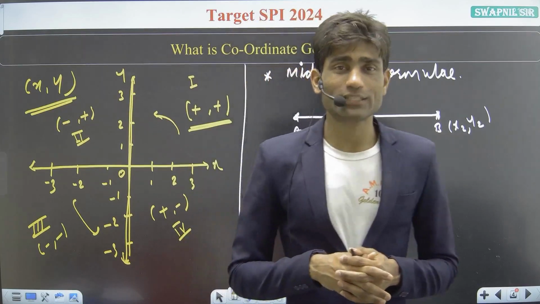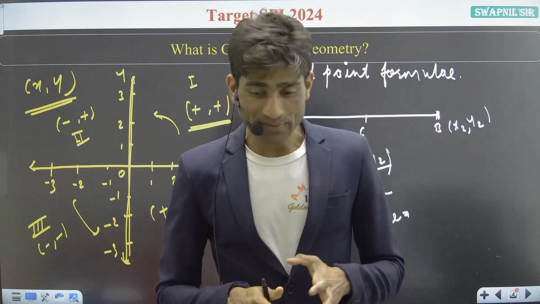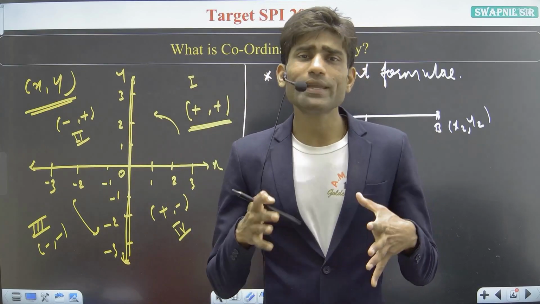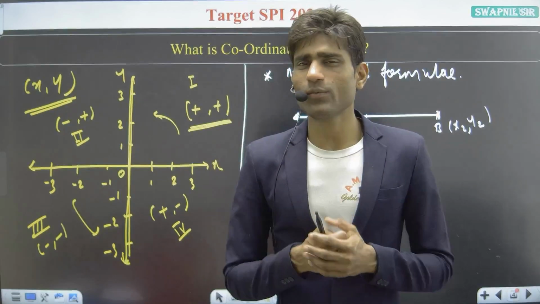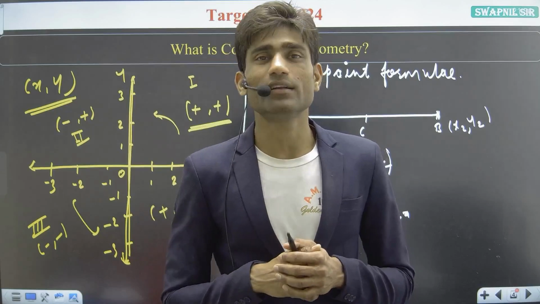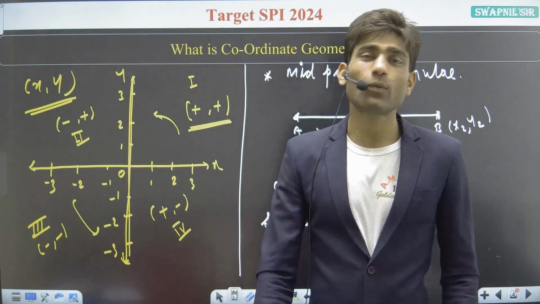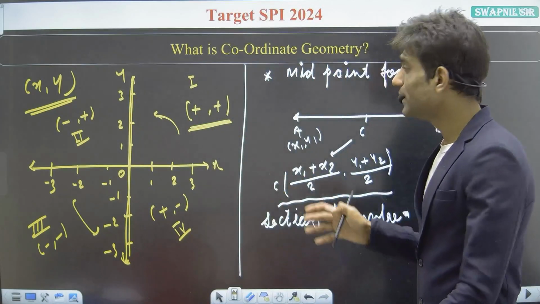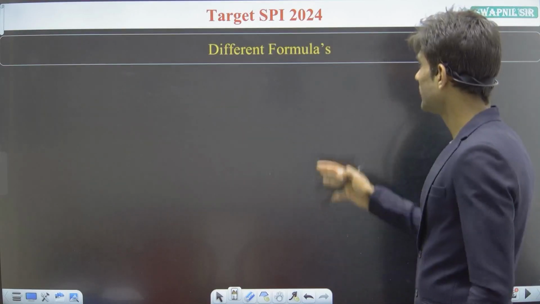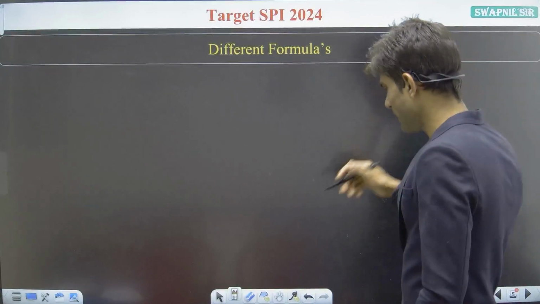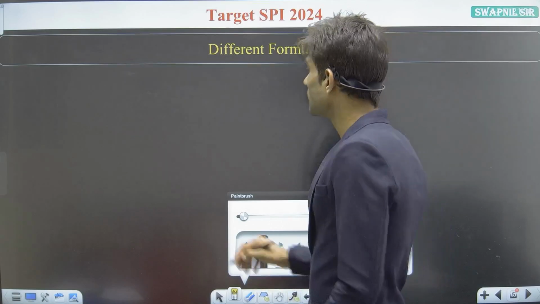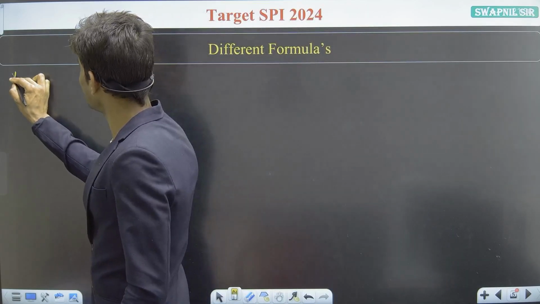Similarly, we have the section formula for external division. So what does the section formula for external division do? When the third point divides our line segment AB, but not internally, it divides externally, then we apply the section formula for external division. Now let me write the two different cases of the section formulas. I have taken the different formulas in my next slide. First let me write for internal division.